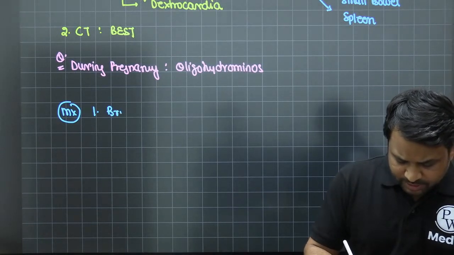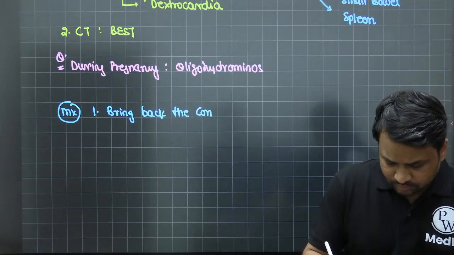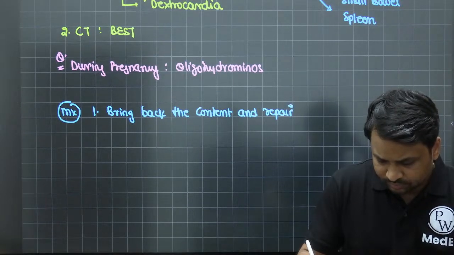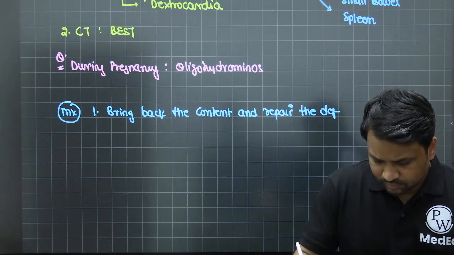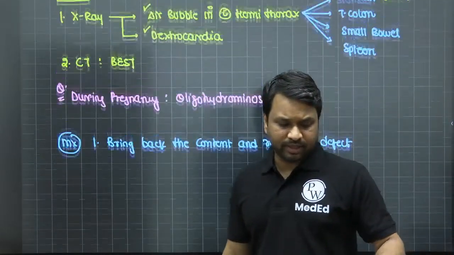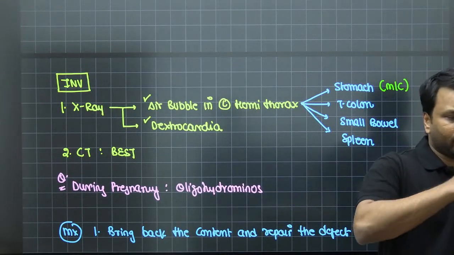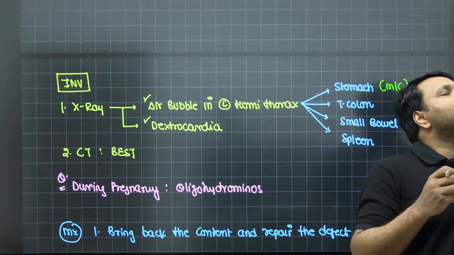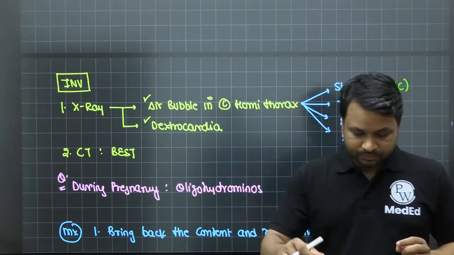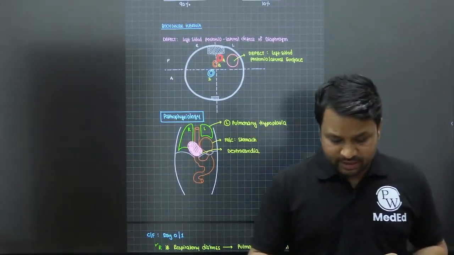The surgical management is basically to bring back the content and repair the defect, right? So these are the important aspects of your Bochdalek hernia. So the whole component of the Bochdalek hernia is to identify where the defect is present.